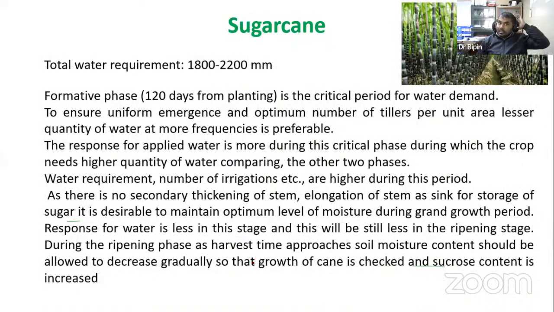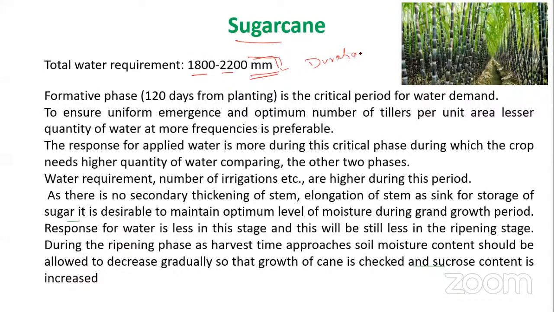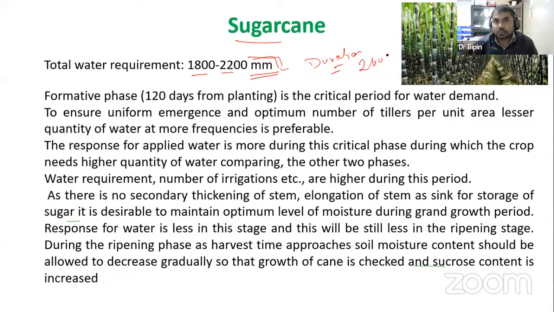Now another crop we will discuss is the sugarcane. Sugarcane, you can see, has very high water requirement, 1800 to 2200 mm. And why is it so? Why does it require more than rice? Can anyone tell? What is the main factor? The reason behind is the duration. In most cases you may find that 260 or 270 or 300 days are required for a normal sali. A sali will take more than 1 year.